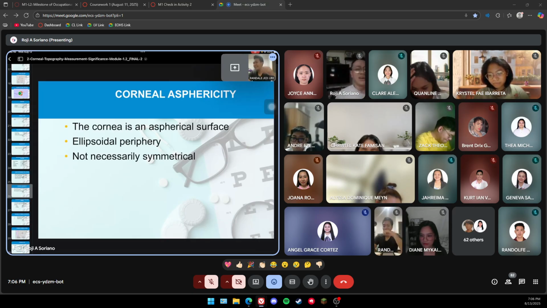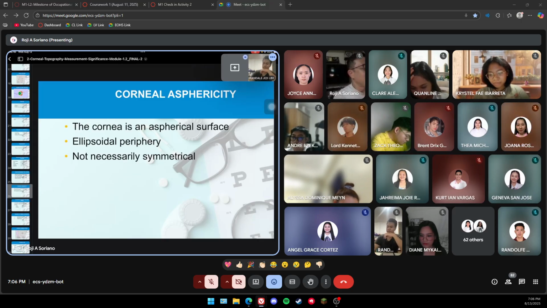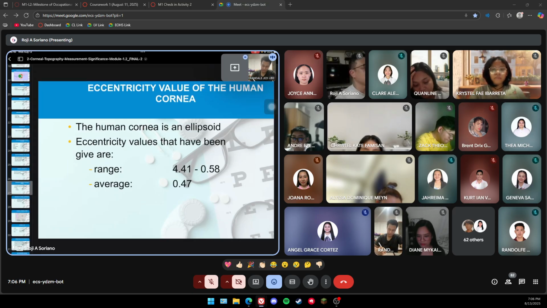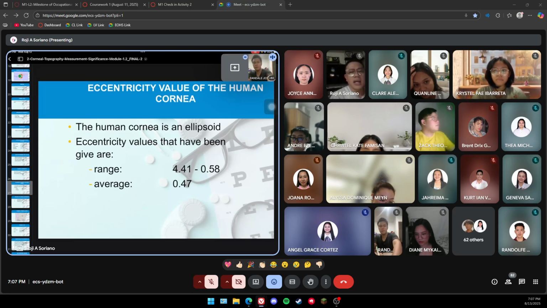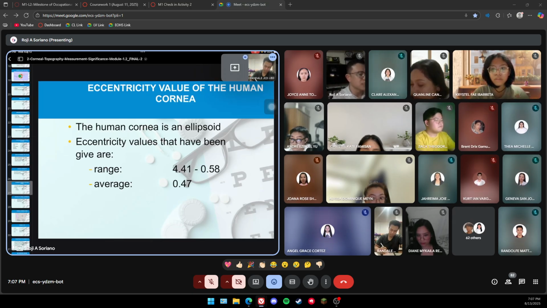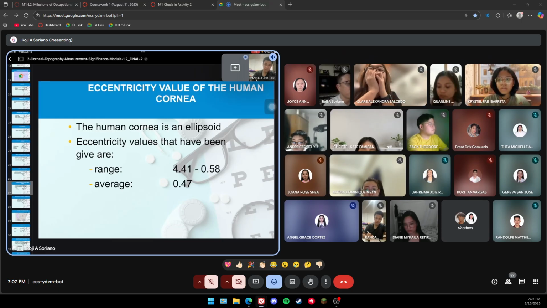Okay. So, ellipsoidal peripherally and not necessarily symmetrical. That's your corneal asphericity. The eccentricity value of the human cornea is an ellipsoid. So your cornea is ellipsoidal. Eccentricity values that have been given range from 0.41 to 0.58, with an average of 0.47. All right.